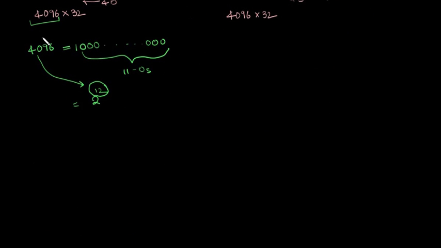But how do we address each byte? We know that the number of bytes equals 4096 times the number of bytes per word. The number of bytes per word is 4, so this equals 2 power 12 into 2 power 2, which is 2 power 14. So 14 bits are required to represent each byte address.